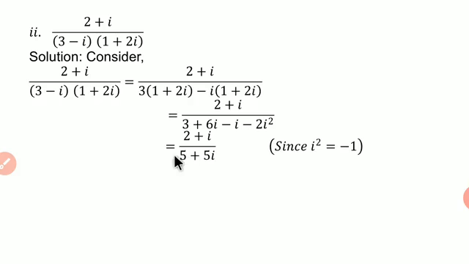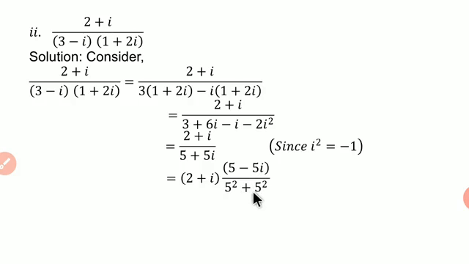So 3 + 2 is 5, and 6i - i is 5i. We use this result, i² = -1. Now again, 1/(a + bi) = (a - bi)/(a² + b²). The value of 1/(5 + 5i) is (5 - 5i)/(5² + 5²). So it is equal to (2 + i) multiplied by (5 - 5i) divided by (5² + 5²).